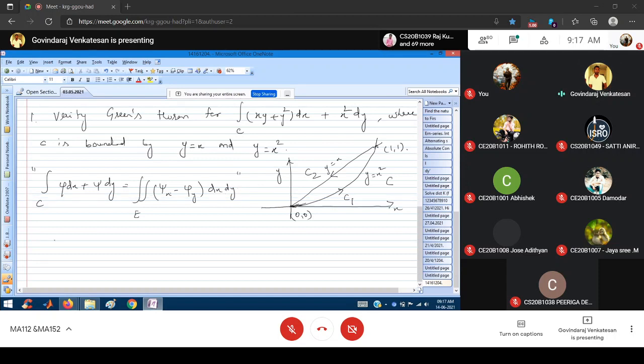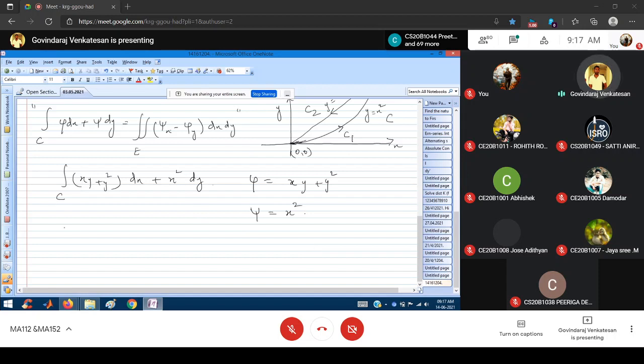Given that the left hand side is the integral over C of (xy plus y squared) into dx plus x squared into dy. So from here, what is the value of phi? The value of phi is xy plus y square. What is the value of psi? The psi is x square. First we have to find the value.